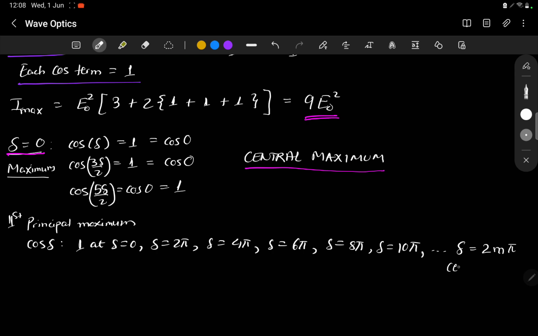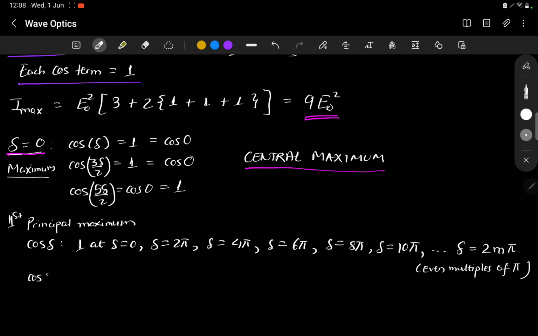So this is even multiples of pi. Let me write it again. So this is at even multiples of pi. So this is when cos delta is 1.